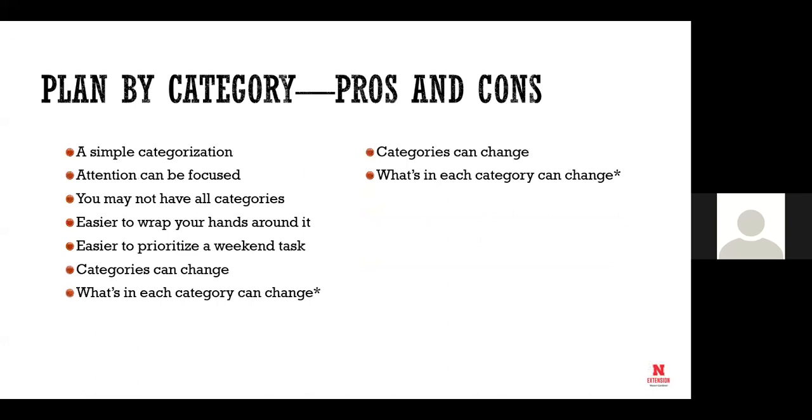so then we talked about planning by category instead. So we got the seasons hanging up there, and then we have the category. And simple categorization, very simple. So the pros are you can focus your attention on a category. You might not have all those categories to have to manage. And we'll talk about what those are in a second. It is easier to wrap your hands around it if it's categorized, and your head, probably. Easier to prioritize a weekend task.